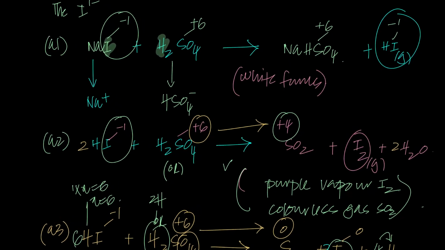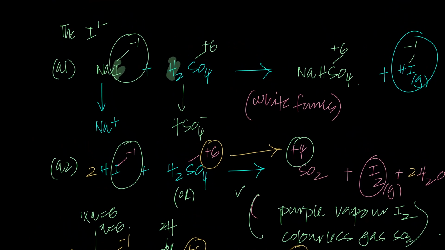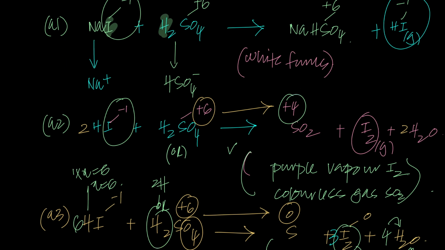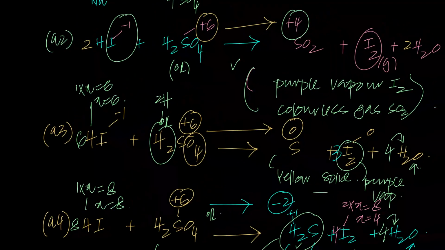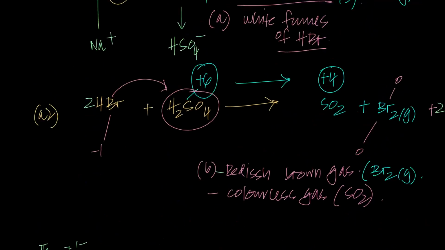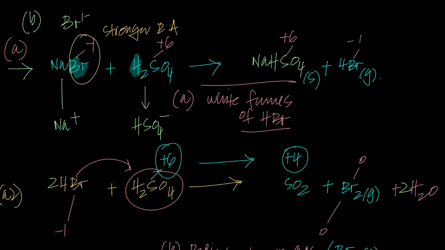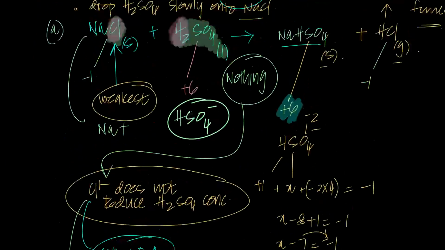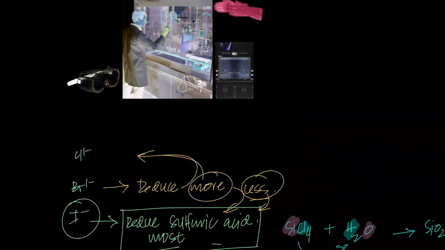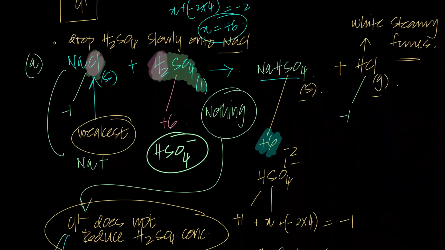One last thing to further consolidate everything. You might be noticing something, which is that the first reaction is the same. The moment HI forms, HI can reduce this to SO2, HI can reduce this to S, HI can reduce this to H2S, right? Similarly, HBr can reduce this to SO2 as well, right? But the HCl that is forming is not further reducing sulfuric acid.